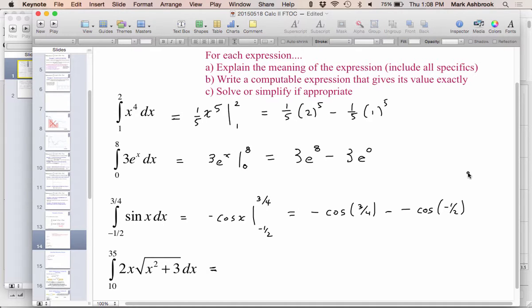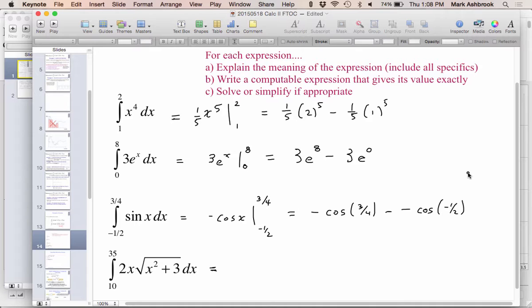I'm actually most interested in part A. So I want to hear someone explain the meaning of that second expression. Tell me your name again. Allison. So what's the meaning of that second expression, that second integral down? So the total change in some quantity from 0 to 8 when the rate of change is equal to 3 to the x. You hear what she said? She nailed it. It's perfect.